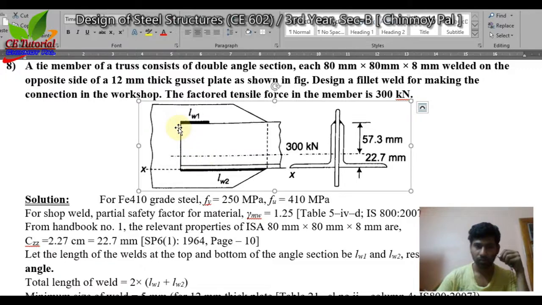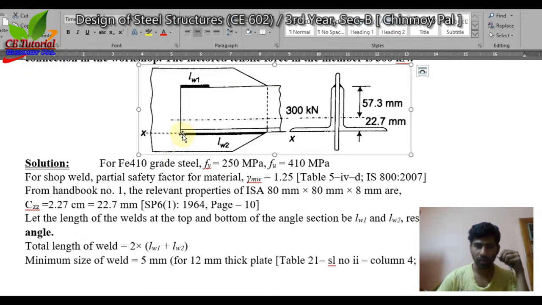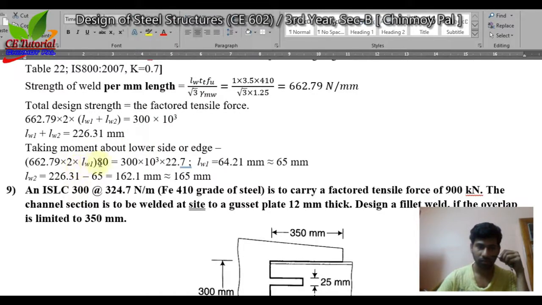Now if we take moment about this lower edge, so P1 into LW1 is equal to 300 into 22.7. So P1 force should be 662.79 into 2 into LW1. 2 why? 2 is for both angle. Into 80 is the distance, is equal to 300 into 10 to the power 3, this is force, into CG distance from bottom 22.7. So L1 is equal to 64.21 millimeter, approximately 65 millimeter we are considering.